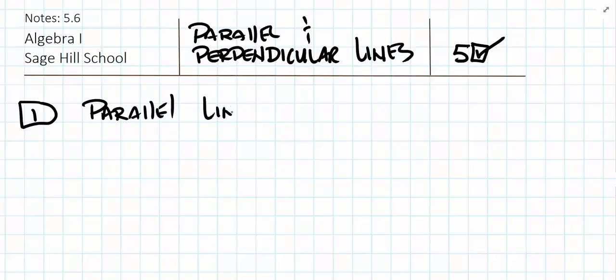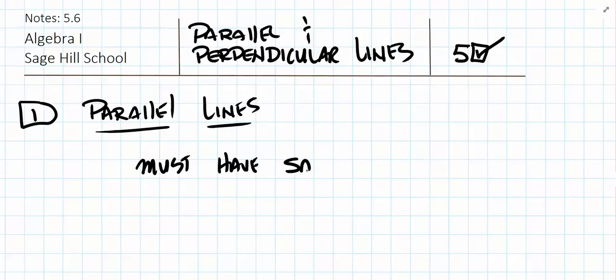Okay. So what did you guys come up with? Tell me. Talk to me really quickly again. They have the same slope, okay? So lines that are parallel, they must have the same slope. But they have to be non-vertical lines.